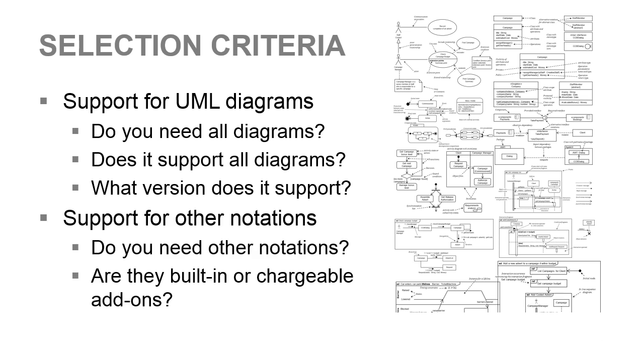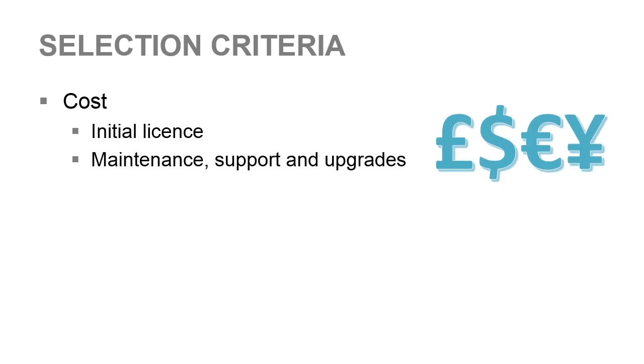You should also think about whether you need a tool that supports other notations. Obvious ones include some kind of business process modeling notation like BPMN, and maybe a notation for entity relationship diagrams for database modeling. If you need them, do they come as standard, or do you need to pay extra? Cost is an obvious criterion, and you need to consider the initial cost and the kinds of licenses available, but also the cost of maintenance, which should include upgrades and support.